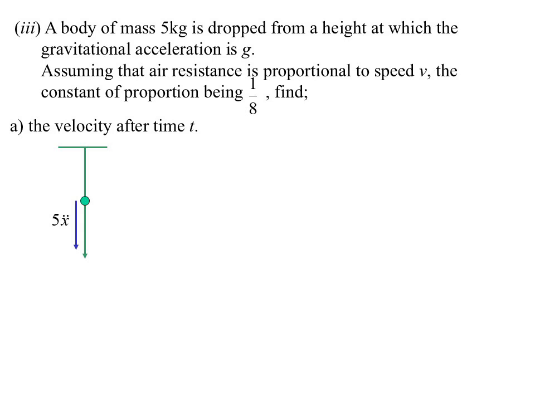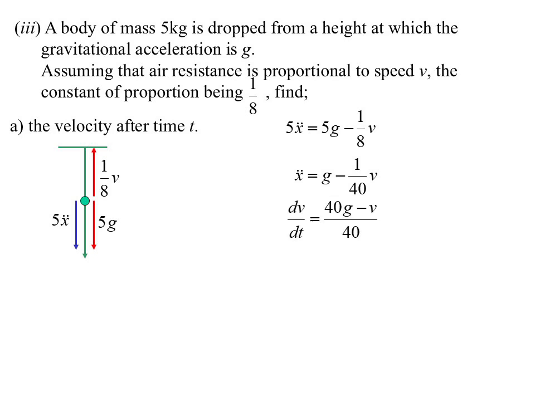Well, they told me it was 5 kilograms, so instead of mx double dot, I've said 5x double dot. The force due to gravity will be 5g. Resistance is 1/8 of v. We've got an expression for acceleration. We're linking velocity and time together, so we'll use dv/dt, and let's do our integration. Separate out those variables. What do we got?